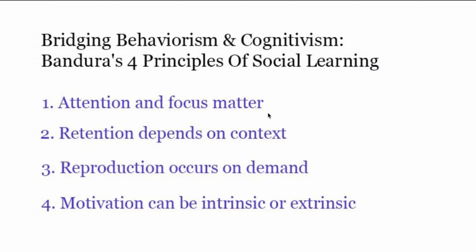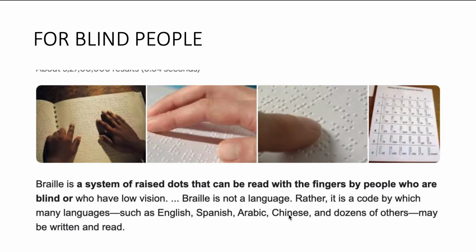These are the four principles of Bandura's social learning. Number one, attention and focus matter. Attention depends on context. Reproduction occurs on demand. Motivation can be intrinsic or extrinsic. There is a Braille system, which is helpful for blind people to read, such as English, Spanish, Arabic, Chinese, and others.